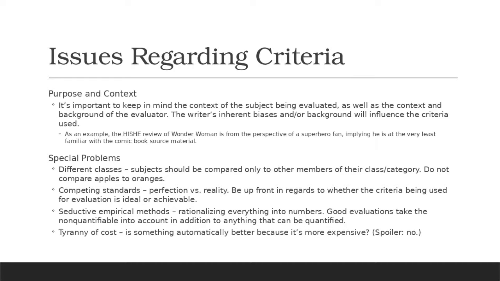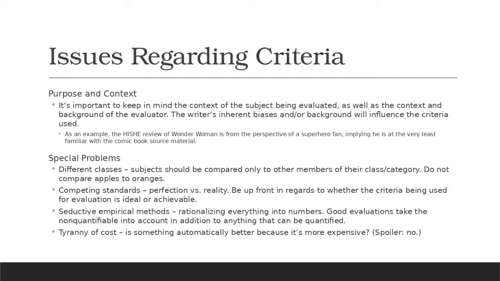There are some special problems that you have to deal with. For instance, different classes. Subjects should be compared only to other members of their class or category. Do not compare apples to oranges. That's a big fallacy out there. You want to only compare things to like elements. If you're reviewing Wonder Woman, don't review it as a romantic comedy. You have to review it as a superhero movie.